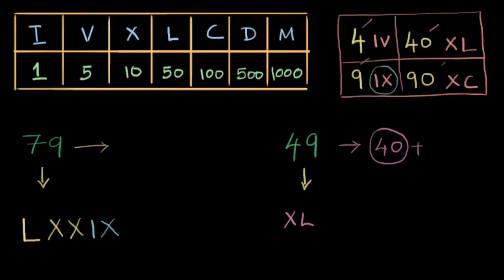Now let's give a different color for 9. Now we can forget about this 40. That's what is XL over here. What is 9? I already know how to write 9. That's IX. So I write IX over here. So XLIX will be 49.